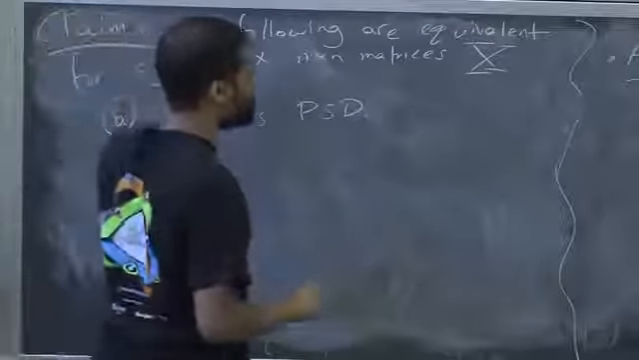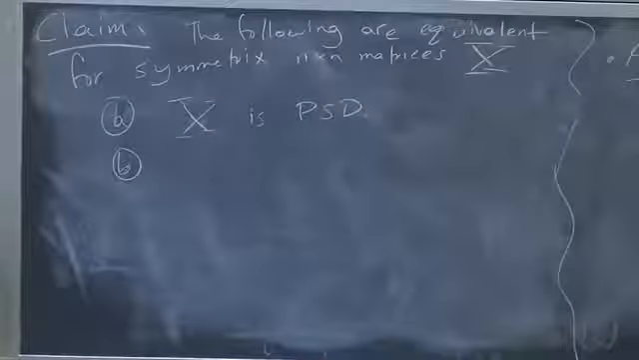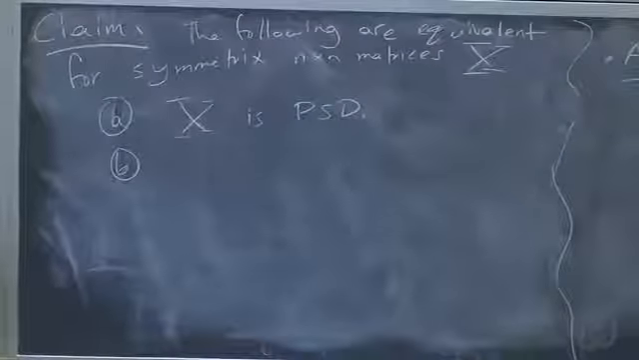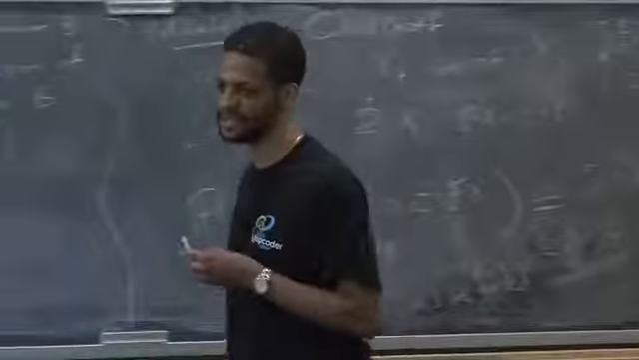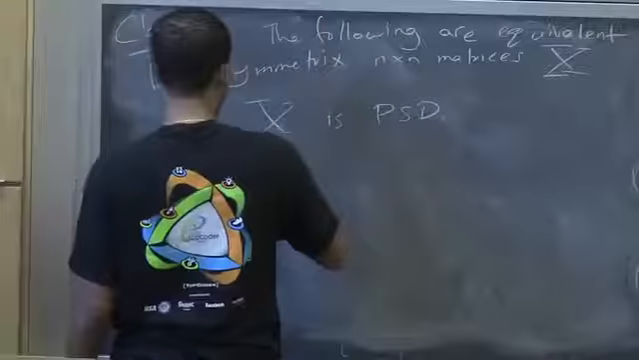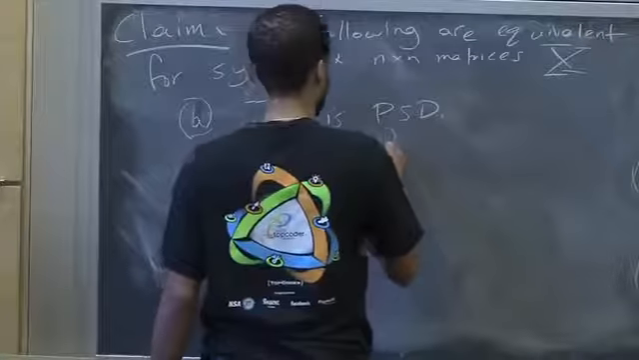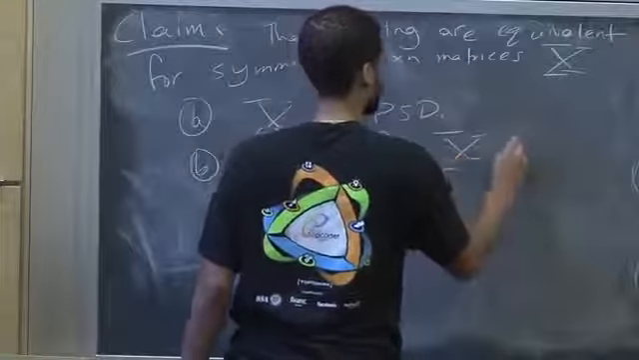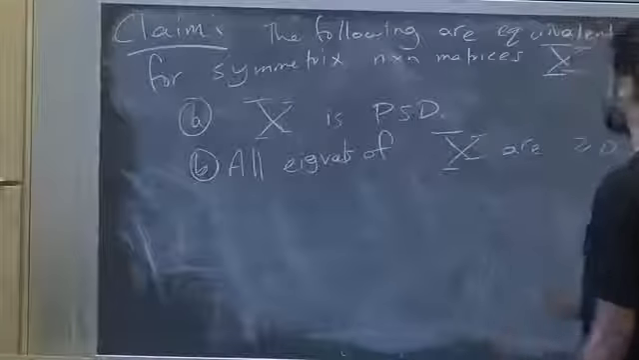B, so remember, another fact from linear algebra is if you have a symmetric real matrix, then it can be diagonalized, and it has a full set of real eigenvalues. This is the spectral theorem. Okay. So B, all eigenvalues of X are non-negative.